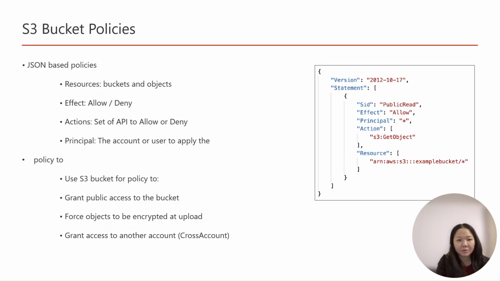So let's have a look at S3 bucket policy. It is a JSON-based policy with resources (bucket and objects), effect (allow or deny), and actions, meaning the set of APIs to allow or deny. Principal is the account or user to apply the policy to.